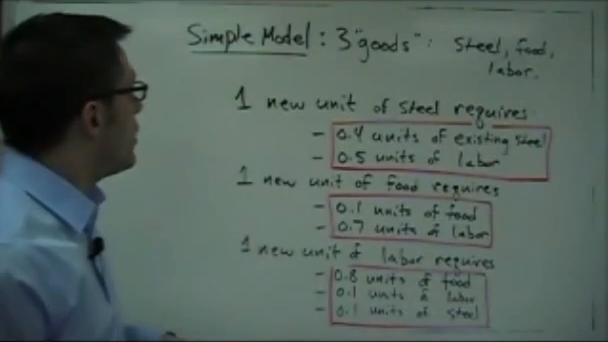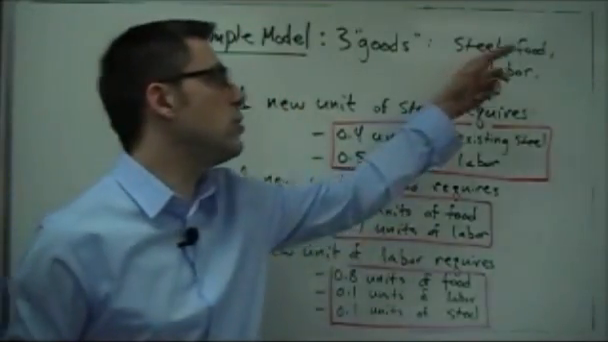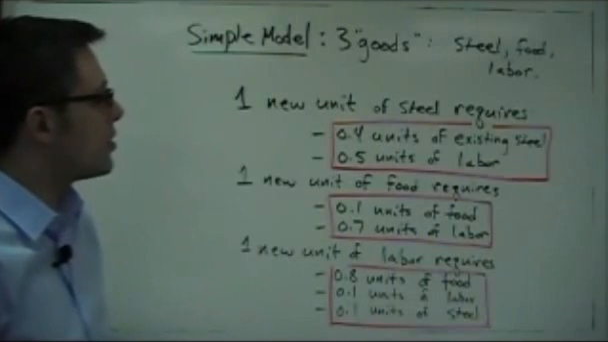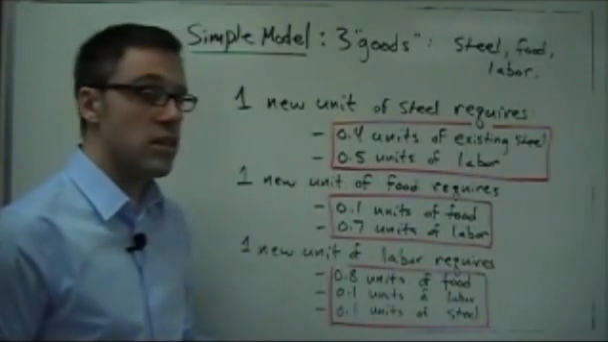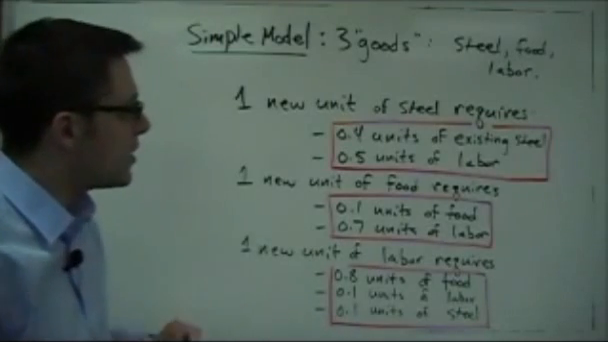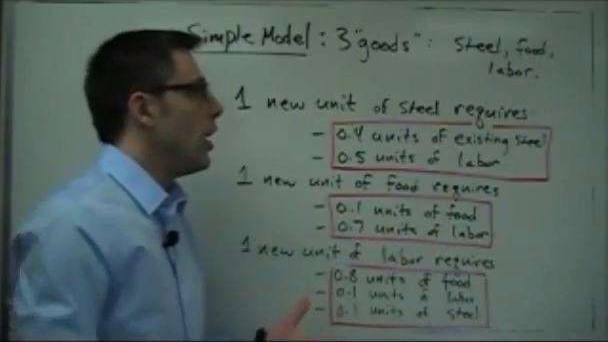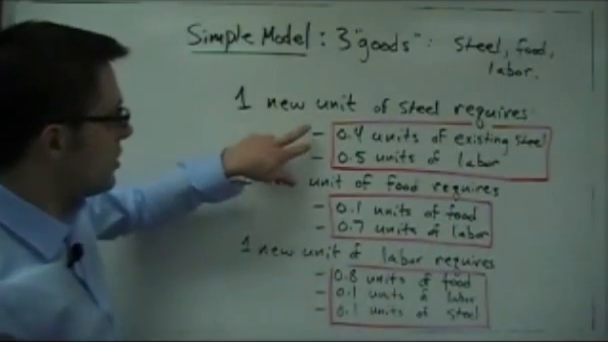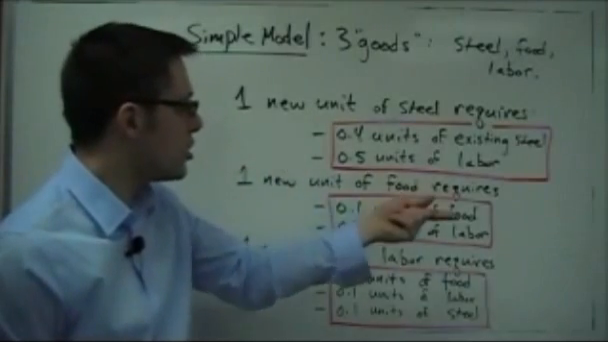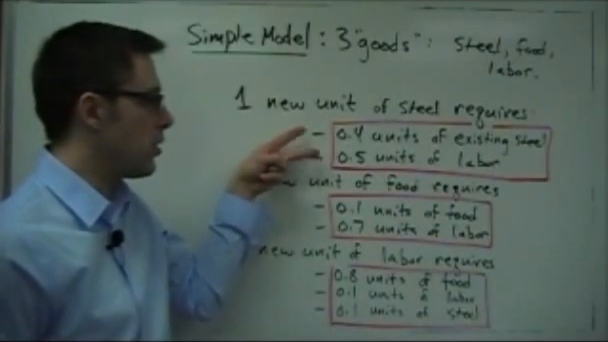So in particular, here's the simple model. Very simple economy here with only three goods: steel, food, and labor. Say that one new unit of steel requires 0.4 units of existing steel and 0.5 units of labor. This makes sense because we have to have some kind of labor to actually create a new unit of steel. In other words, these are the inputs, this is the output. So for one new unit of steel, it requires the input of these other two units here.